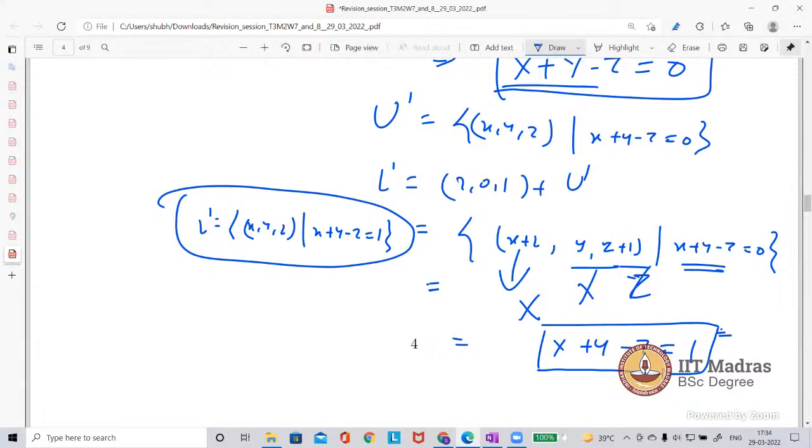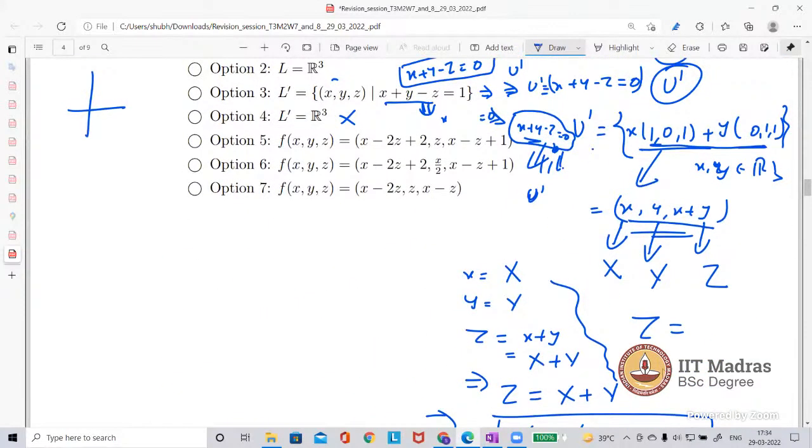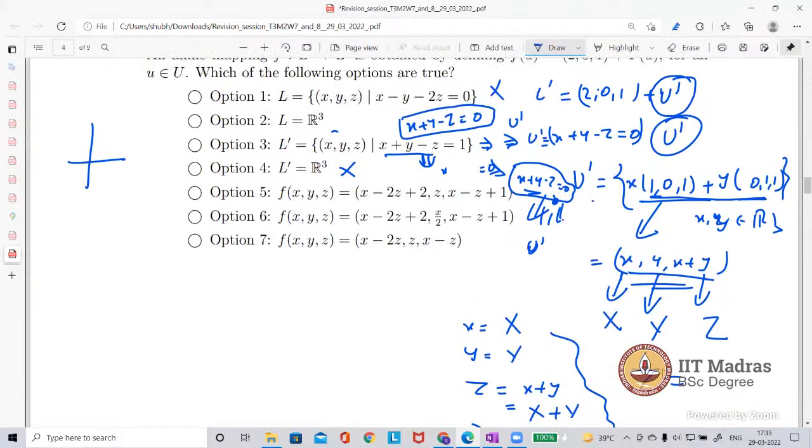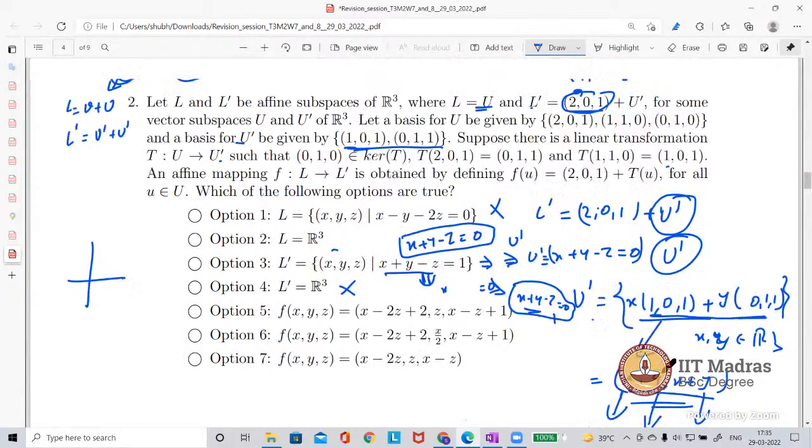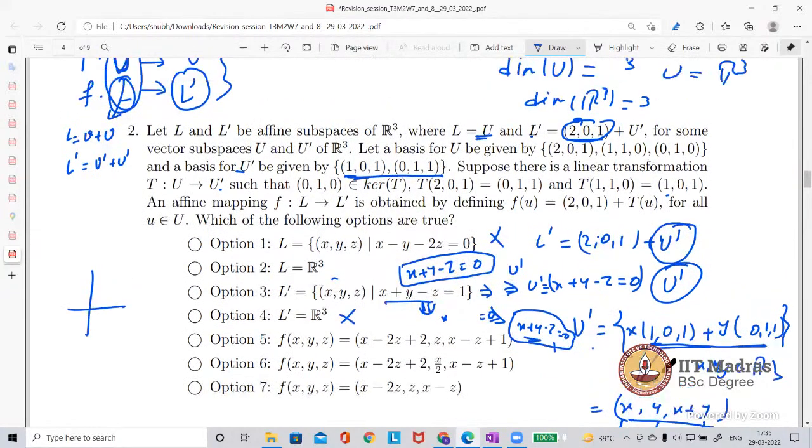So it still remains to see this for finding L and N prime, but most of the questions have this transformation, not the affine mapping. So let's do that. That can also be done very easily. The thing is, you only have to find this T. Once you find T, you can easily decide which will be F.